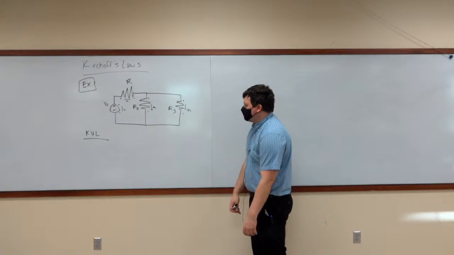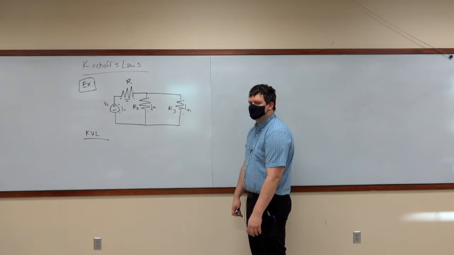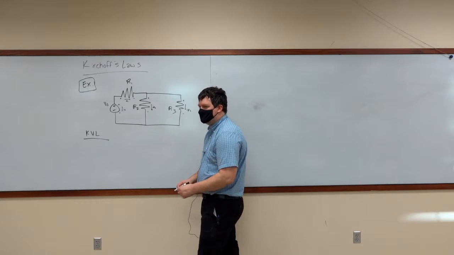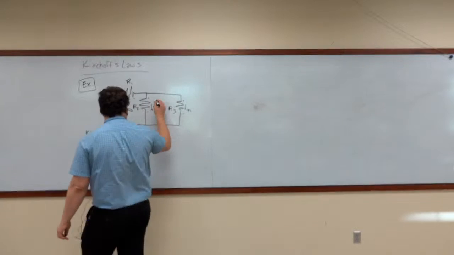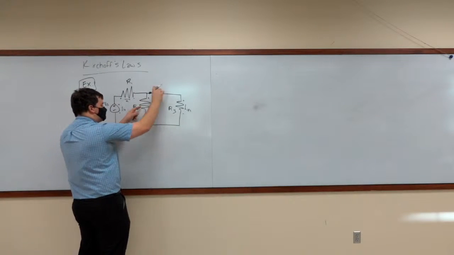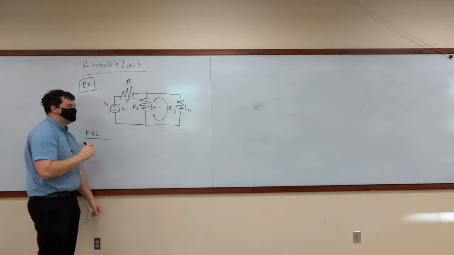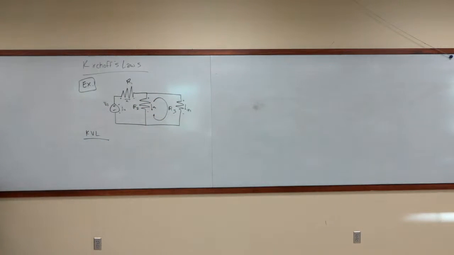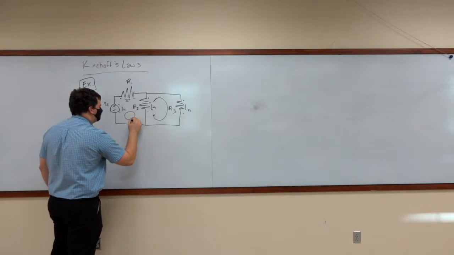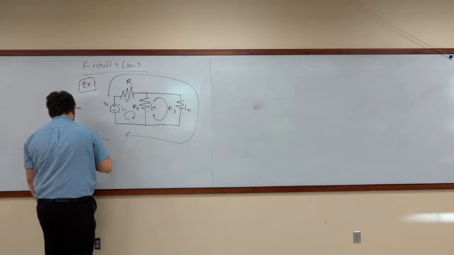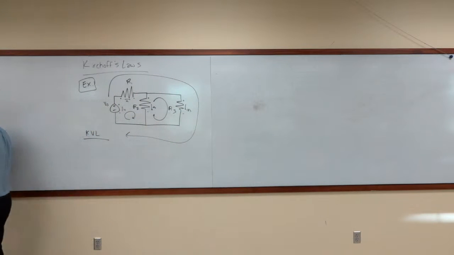Do we have any loops? Yeah, we're going to have a couple at least, right? We have R2 and R3, no? We do have, so one loop here is actually this one. What other loops do we have? The other one. The other one. And the third one, which is all the way around. There's only three ways of drawing loops in this circuit.